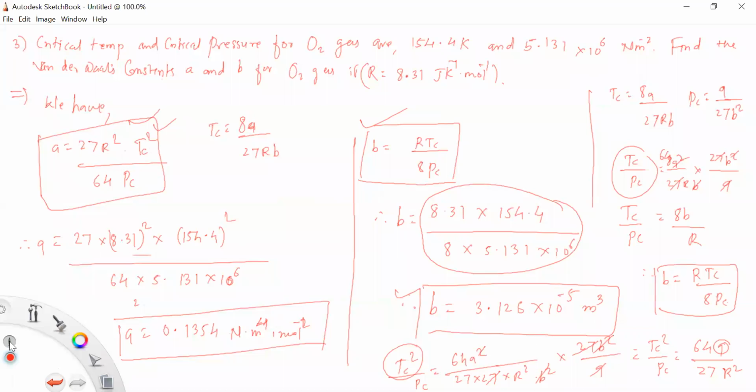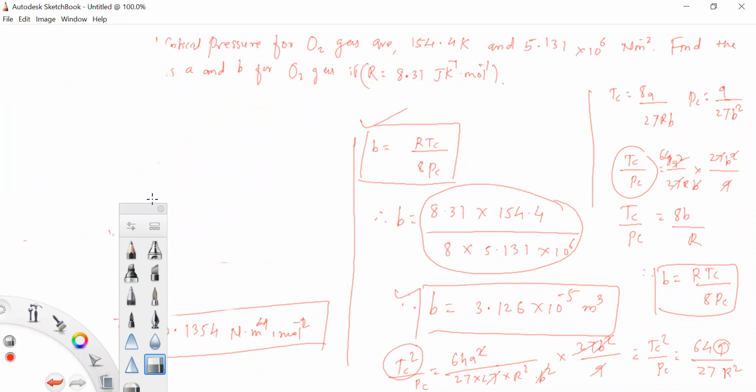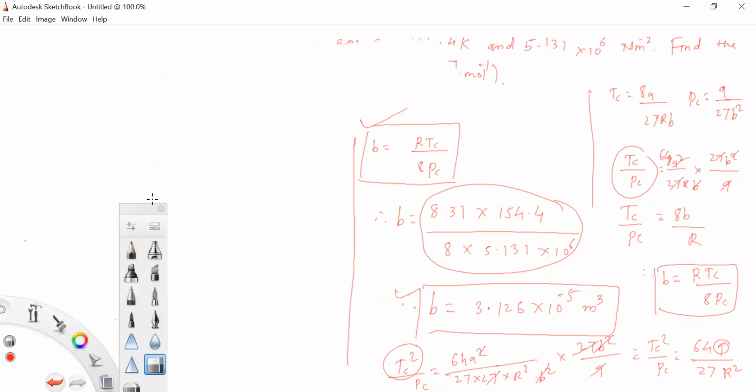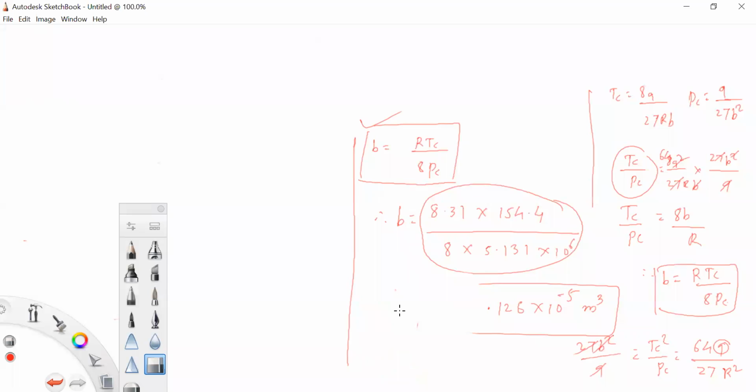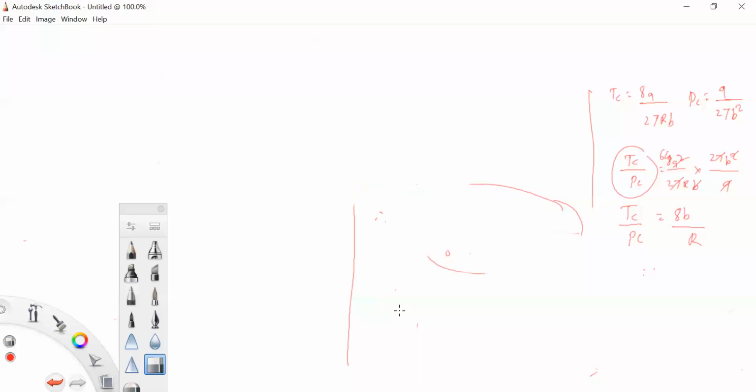So in this way we can rearrange the formulas to calculate these van der Waal constants. van der Waal constant ए आणि बी काढायसाठी तुम्हाला हा फॉर्म्युला अशा पद्धतीने रिअरेंज करायचा आहे आणि मग ते काढायचं आहे. तर आपण रिअरेंज तिथे लिहायचं नाही, डायरेक्टली हा तुम्ही फॉर्म्युला लिहून ठेवा. बी इज इक्वल्स टू RTC अपॉन 8PC आणि ए इज इक्वल्स टू 27R स्क्वेअर TC स्क्वेअर अपॉन 64 PC. So this is the formula we can use to calculate the van der Waal constants A and B.